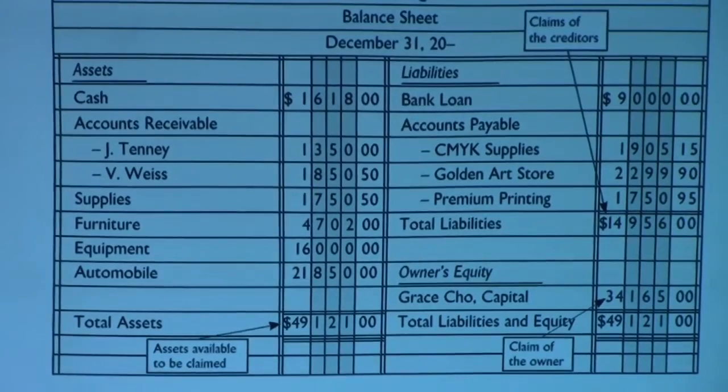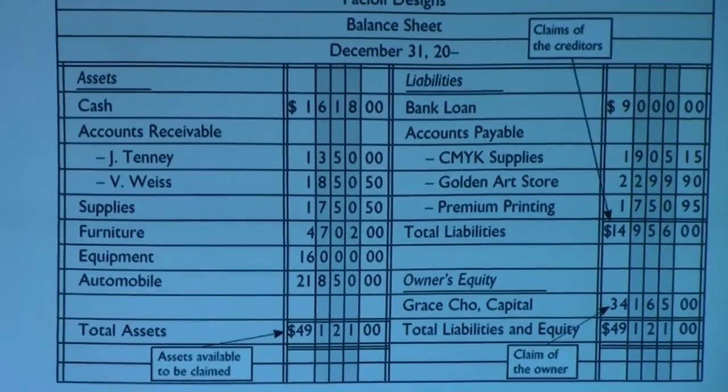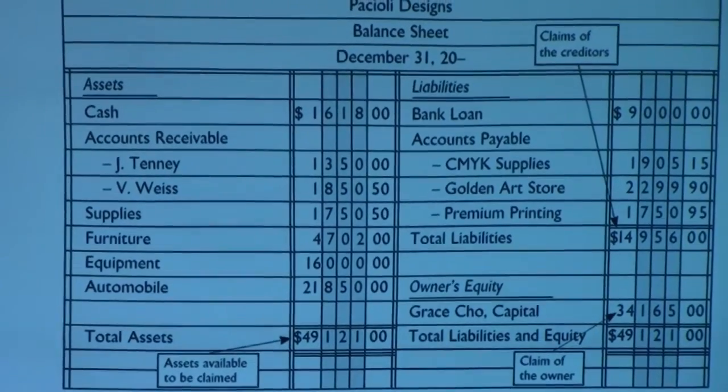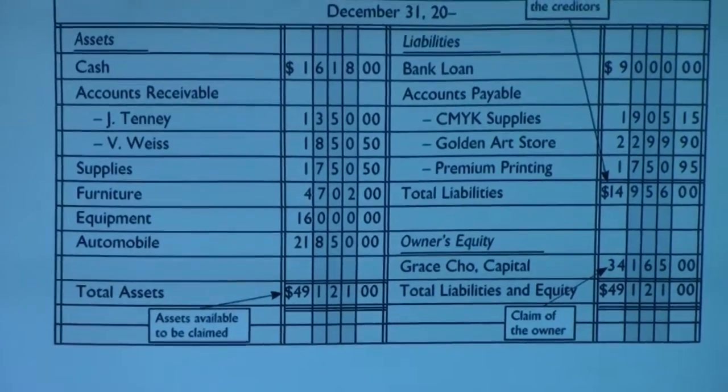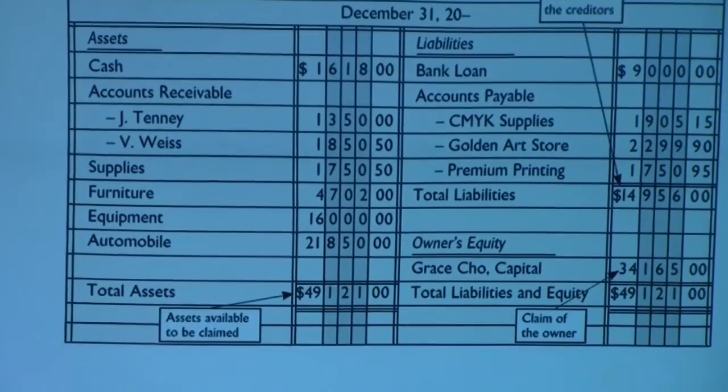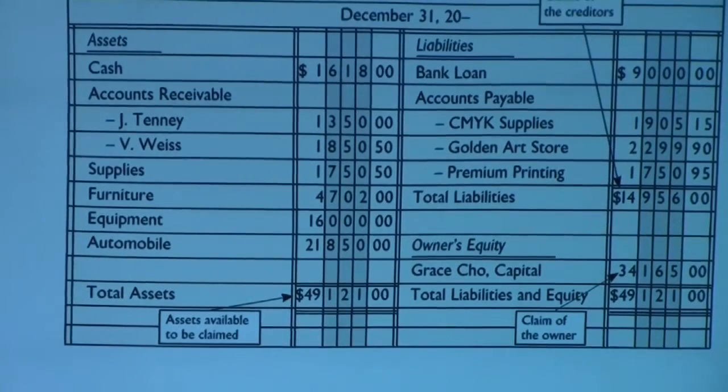Take a look at some of the small features. For example, that the assets are all listed, and then there's a title called total assets, and then they are totaled. In this example, they're totaled at 49,121, and then you can see the liabilities are first totaled at, in this example, 14,956, and then of course you have the owner's equity, and the total liabilities and equity is also 49,121, which is the same as the total assets. So assets equal liabilities plus equity. So that's how balance sheets are prepared. This is just an example.